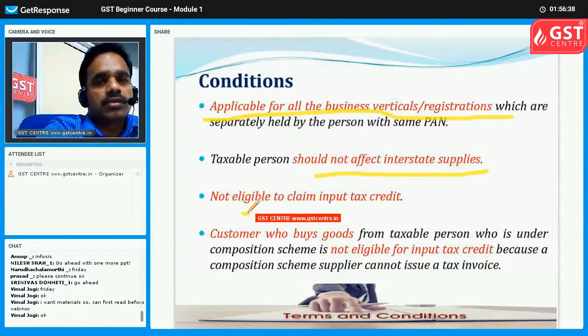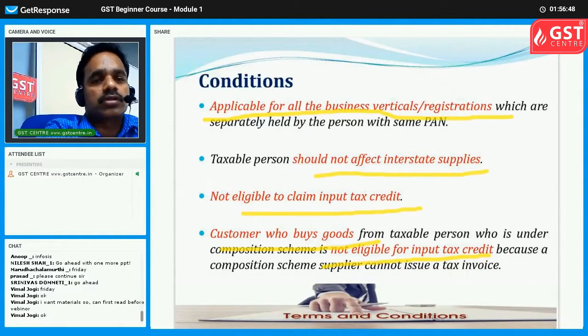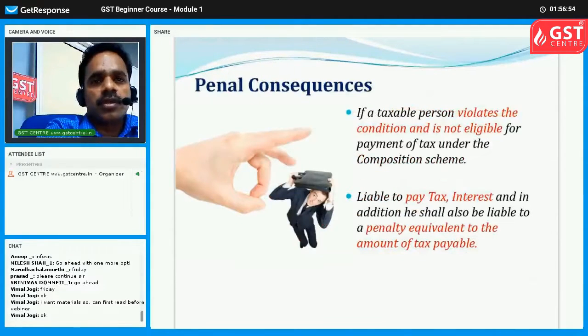Then he should not make interstate supply, and he is not eligible to claim input tax credit. And the customer who buys goods from the composition dealer cannot opt for input tax credit. So these are some important points regarding the composition. Then penal consequences. If a taxable person violates the conditions and is not eligible for payment of tax under the composition scheme, he is liable to pay tax, interest, penalty, everything.